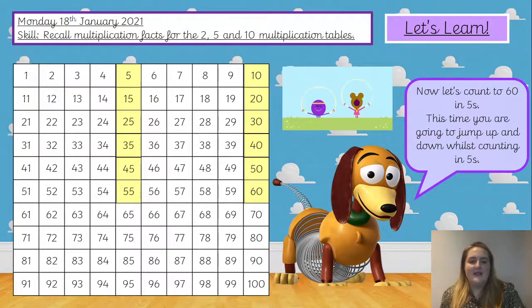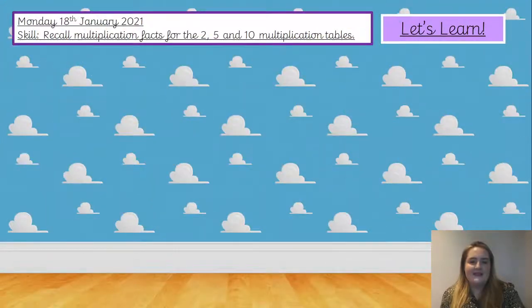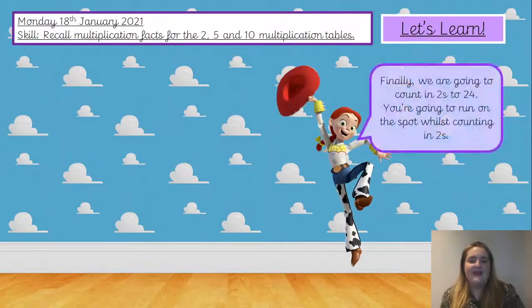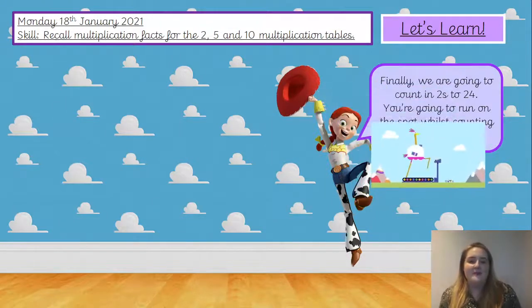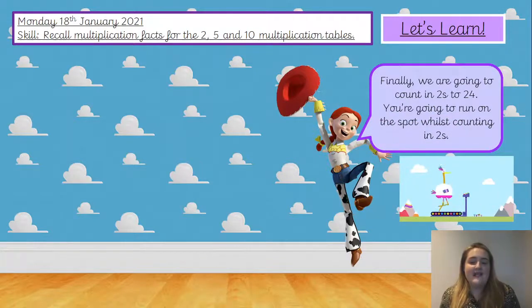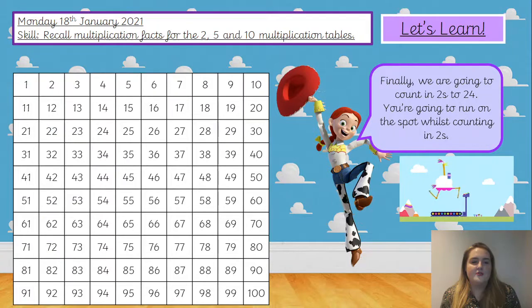Let's keep going then. Let's see what we're going to be doing next. Okay, finally you are going to count in 2s to 24. And this time we're not going to do star jumps, we're not going to jump on the spot. This time we're going to run on the spot instead while we're counting in 2s. Are we ready? Once again, make sure you're in a nice safe space with plenty of space around you. Here's our 100 square then.